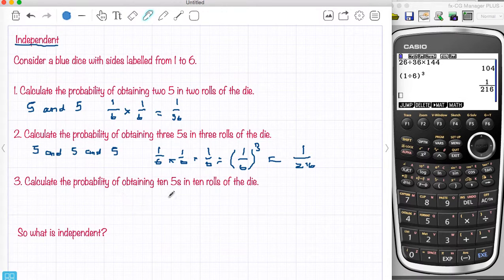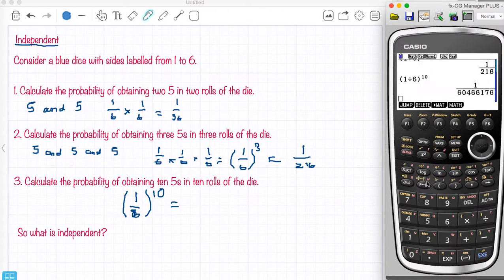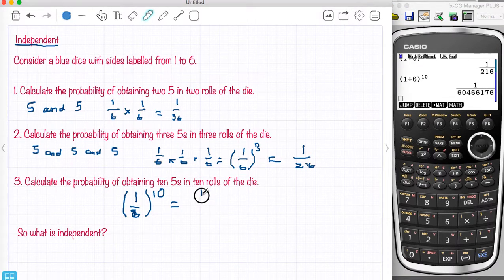And that's done. Calculate the probability of obtaining 10 5s in 10 rolls. Well, that's a 5th probability is a 6th, times a 6th, times a 6th, times a 6th. In fact, it's going to be a 6th to the power of 10. And it's going to be a very, very small number. So again, I can just put this in as 1 divided by 6 to the power of 10. And it's going to give me an extremely small number, 1 over this big thing here, 6046. That's a very, very small number.